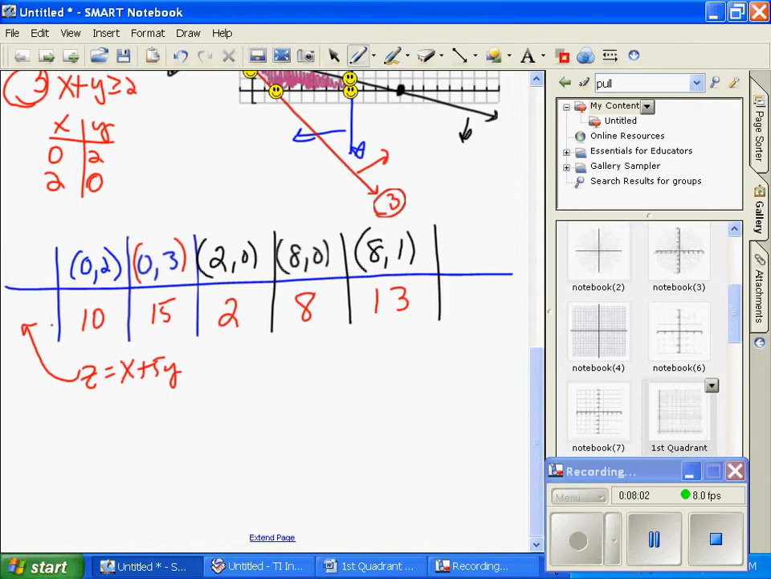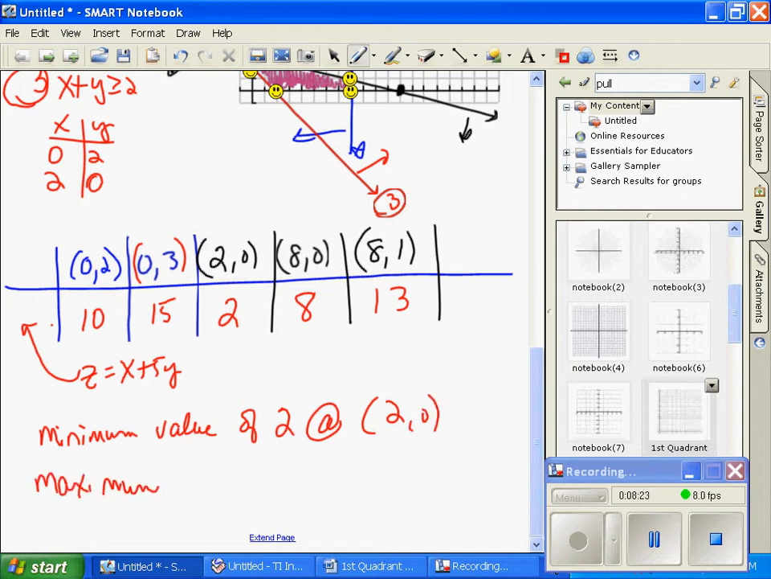Okay, so we want to find the maximum and the minimum, so we just scan that line in red, and let's find the minimum first. So we have a minimum value of 2 at the point 2, 0. We have a maximum value. Well, I'm not writing very neatly today. Let me rewrite that. I have a maximum of, what's the highest number? 15 at the point 0, 3.